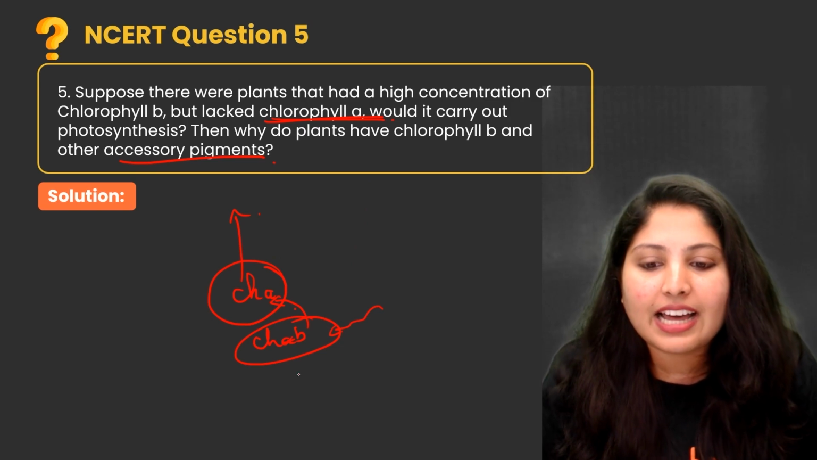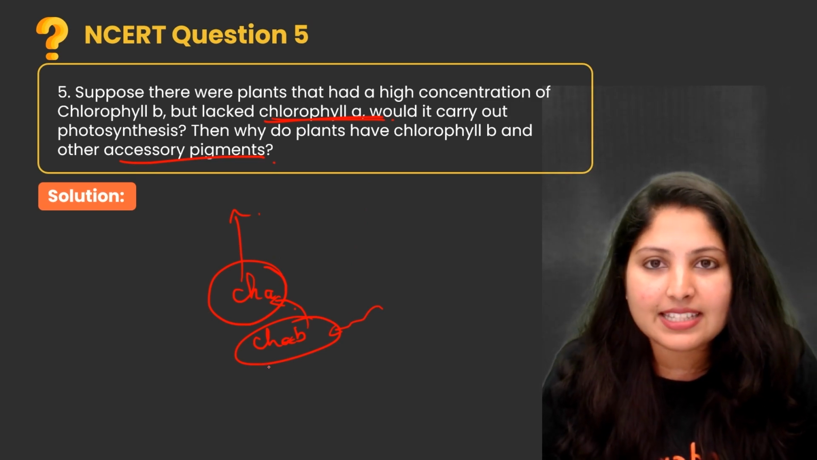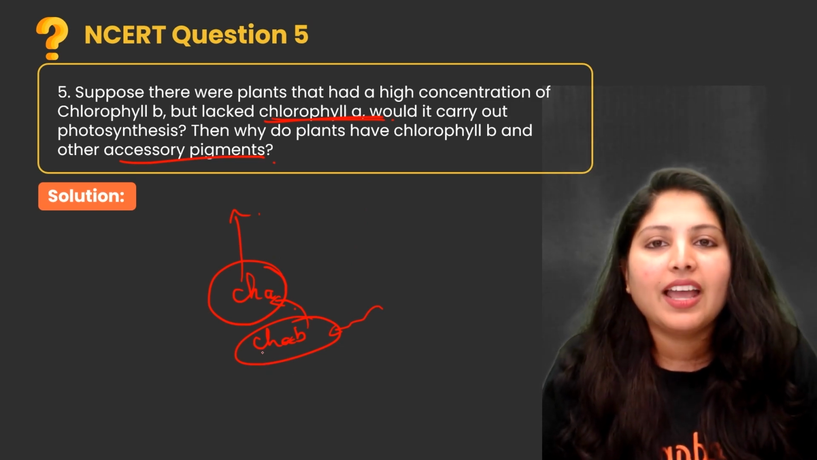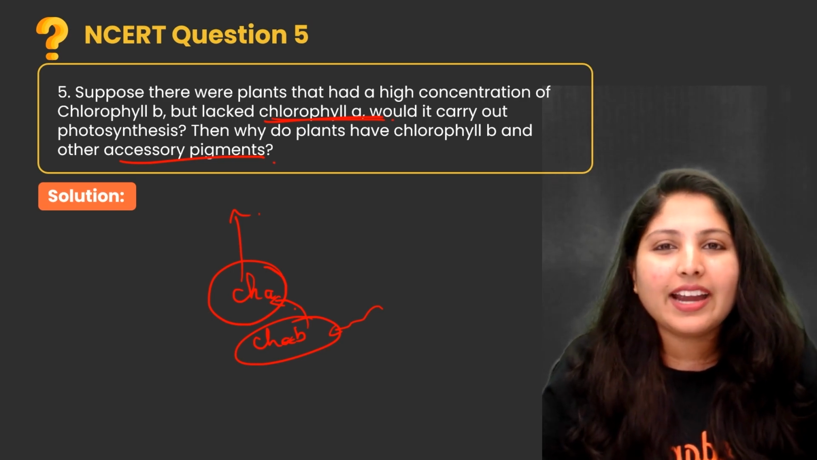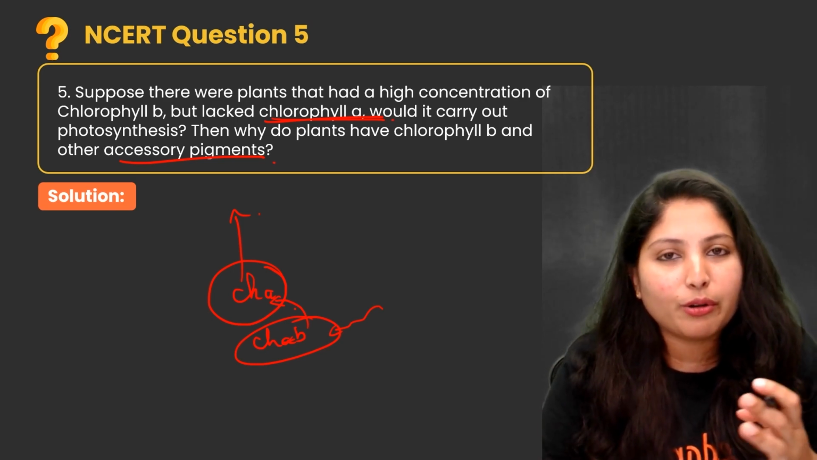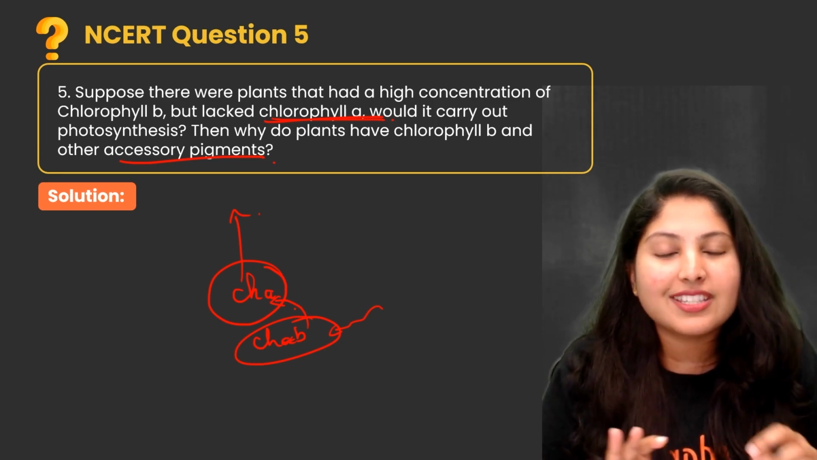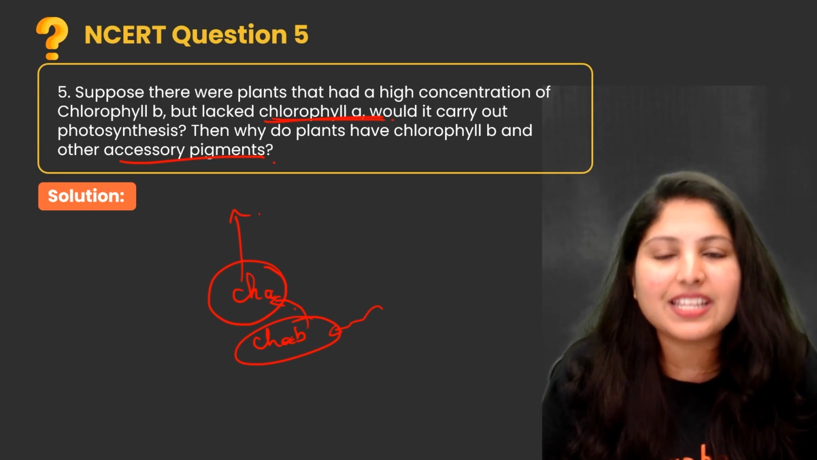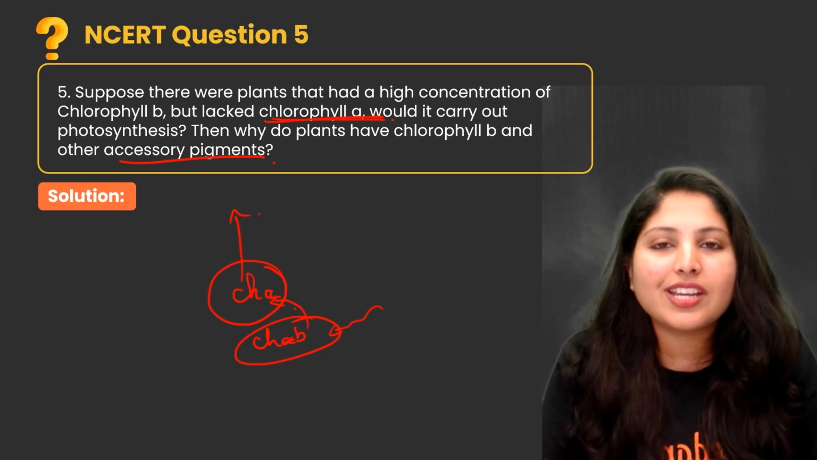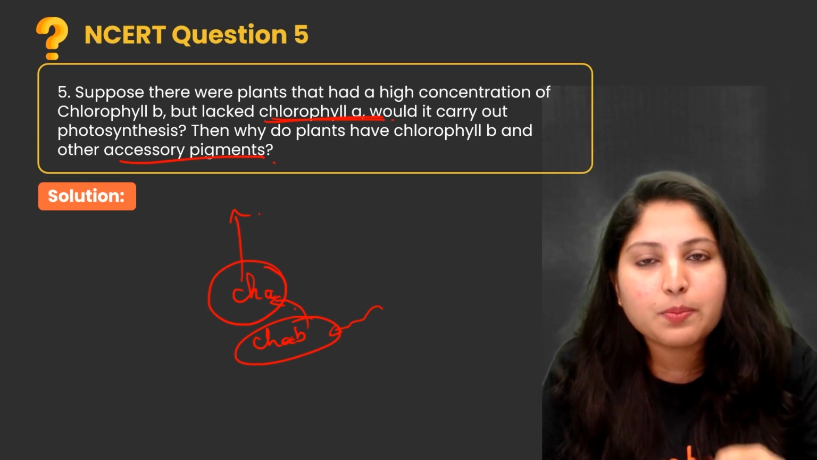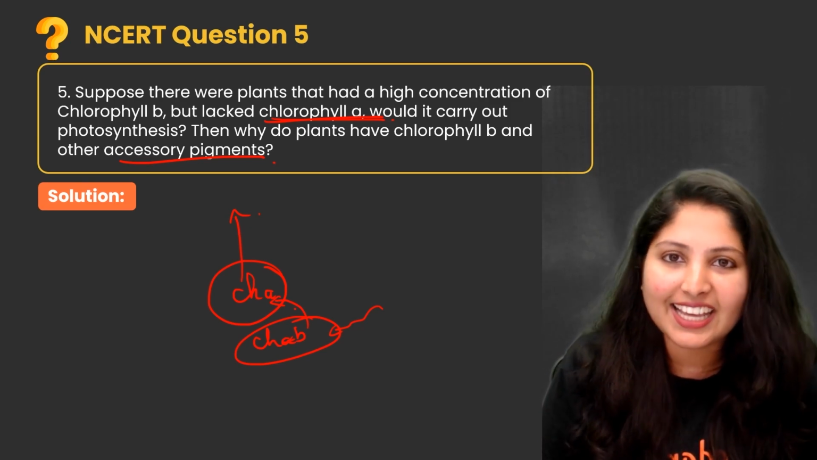These molecules, that is the accessory pigments, chlorophyll B and so on, right? So chlorophyll B, chlorophyll C, D, and even carotenoids and xanthophyll, these all help in trapping the energy from the sunlight and transporting that energy to the chlorophyll A.